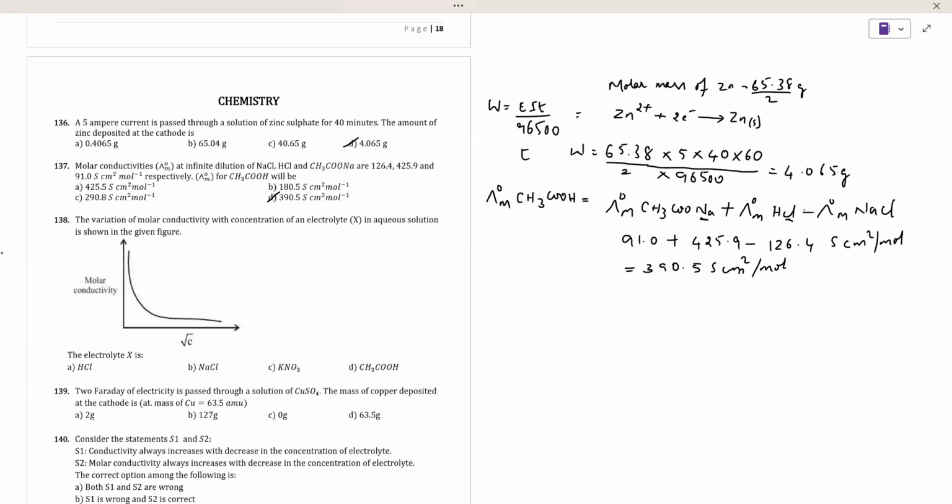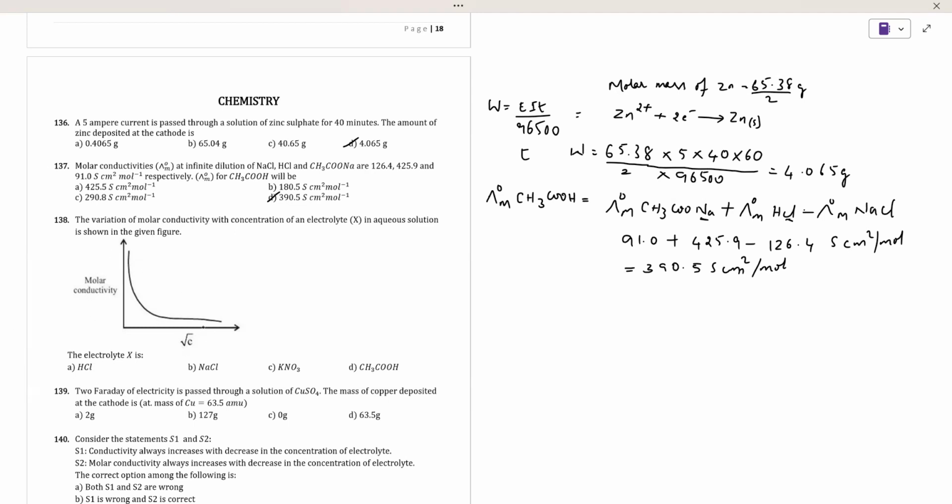Now, coming to question number 138. The variation of molar conductivity with concentration of an electrolyte X in aqueous solution is shown in the figure. So, what is the figure? Here we have a plot drawn between the molar conductivity on the y-axis and root C on the x-axis, and you can see the curve here.